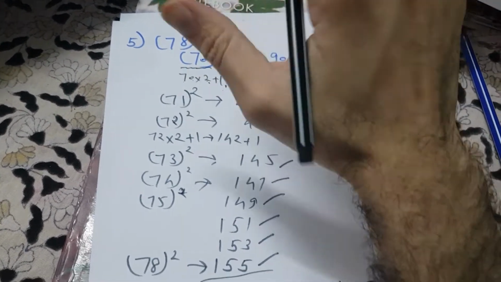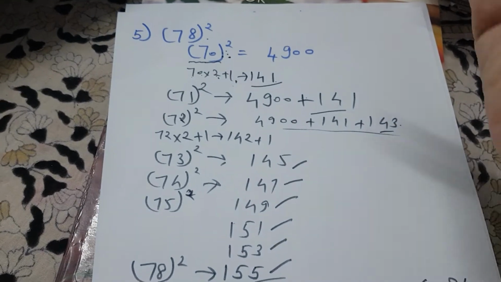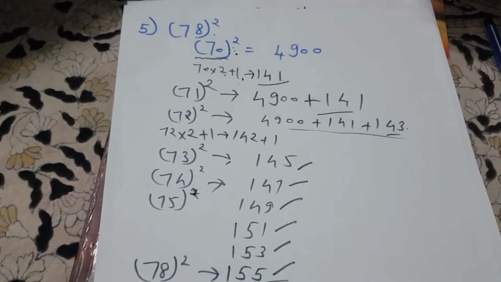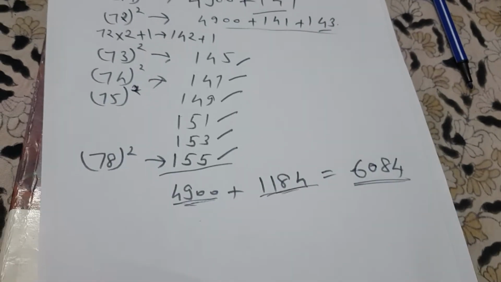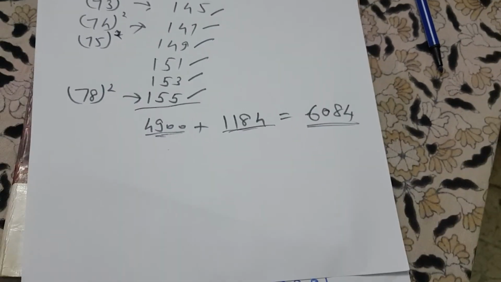Whatever number it is, you just need to multiply by 2 and add plus 1, so that will be added in the next square of any number. So in this way you can add. This takes a little time, but if you practice hard, then it will definitely be helpful for you.